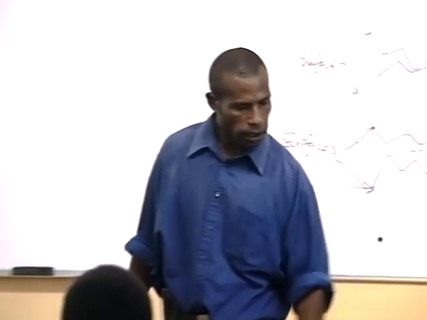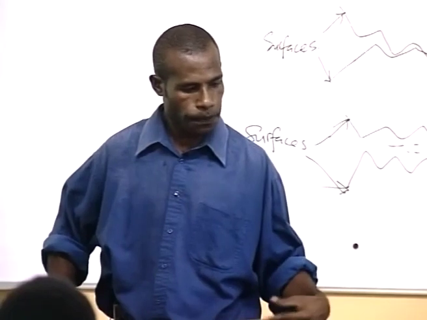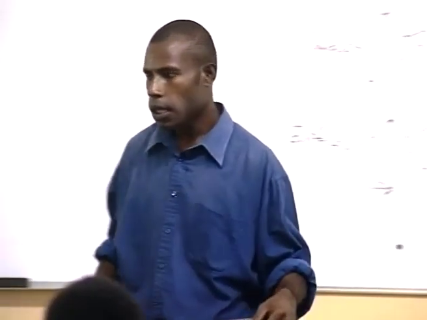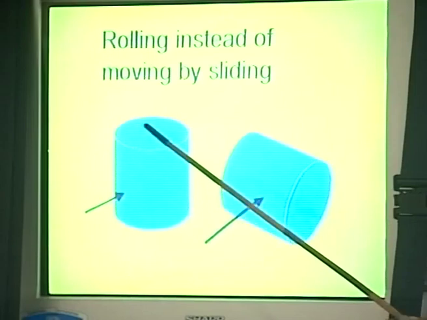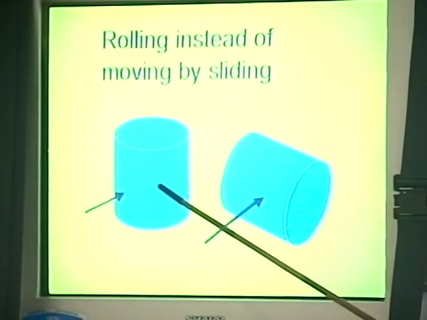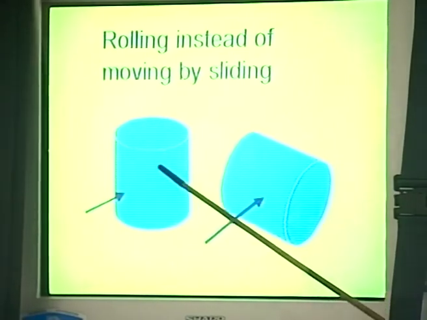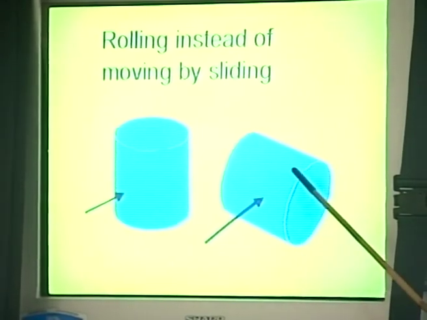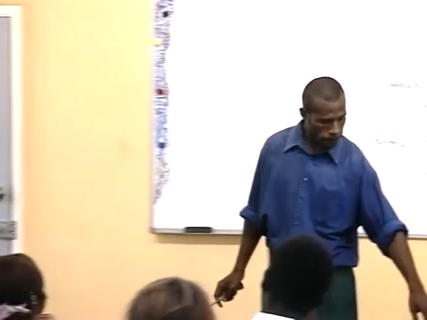Now, looking at the fourth way, that is rolling the object instead of sliding that. For this one, if we have to roll that, okay, we can be able to reduce friction. But if we have to move that as it is, okay, there will be lots of friction. So this is a way in which we can reduce friction.